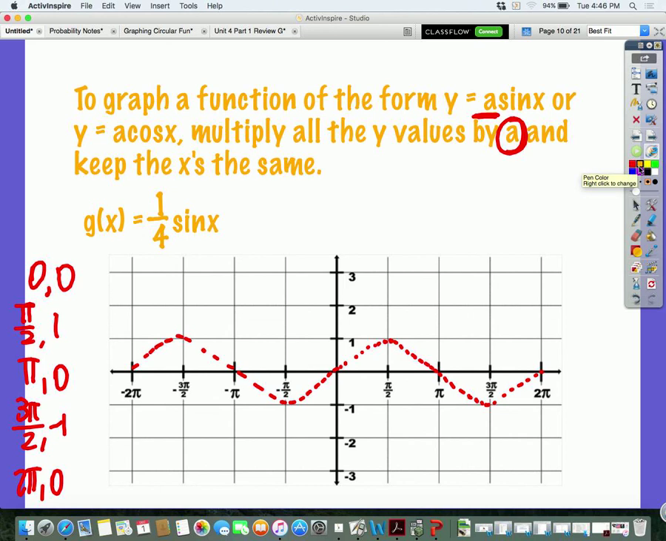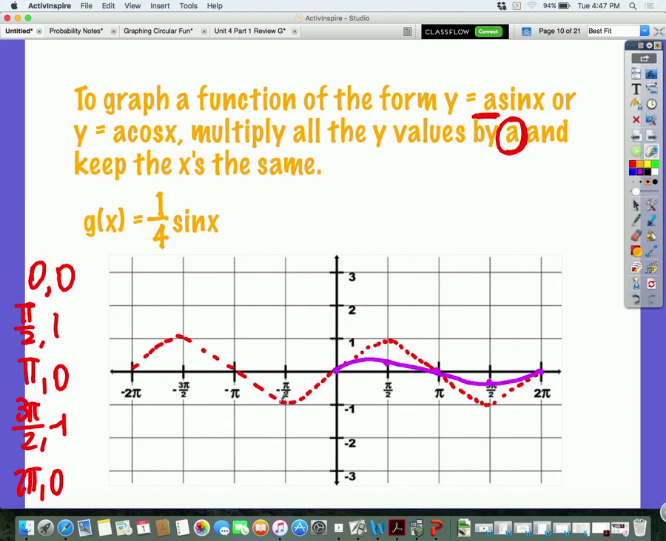So basically, all of my y values are going to get multiplied by 1/4. It's going to be (0, 0) still, because 0 times 1/4 is 0. But (pi over 2, 1) becomes (pi over 2, 1/4). The y gets multiplied by 1/4. The one at pi stays the same, but the point at 3 pi over 2 now becomes negative 1/4, and then 2 pi stays at 0. So this purple line represents the graph of 1/4 sine x.